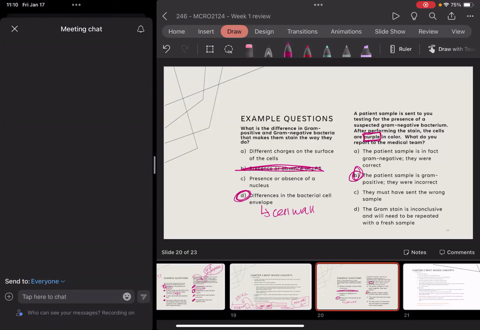But what are our other choices? They must have sent the wrong sample. Please. You're not going to infer that. If you are doing your job and you're doing it the way that you're supposed to, you shouldn't just be assuming, oh, they must have sent the wrong sample, or, oh, this must be inconclusive. They thought it was going to be gram negative and I got gram positive. No, you're going to tell them this tested as gram positive.